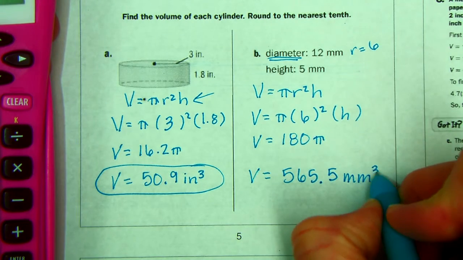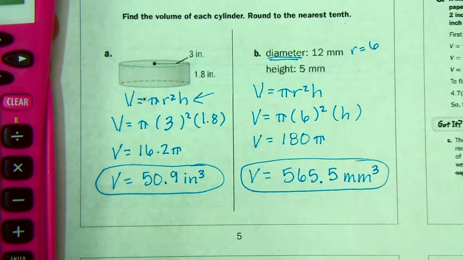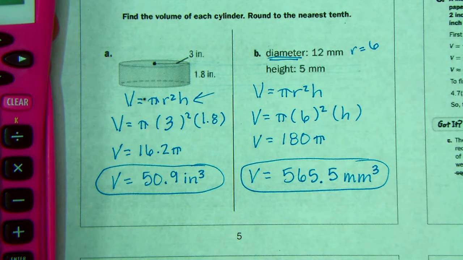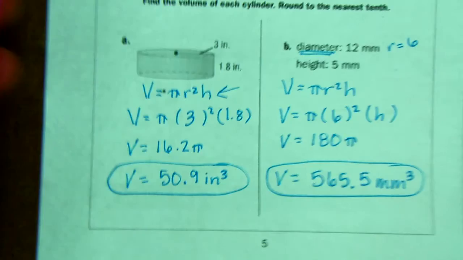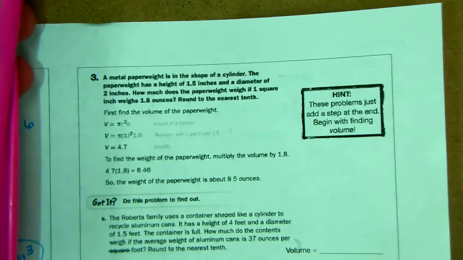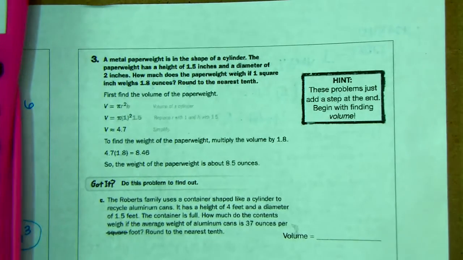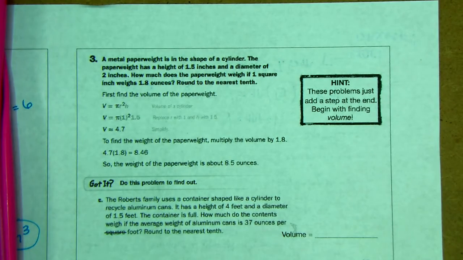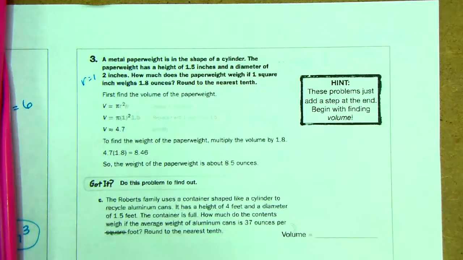So how do they make these harder in the word problems? Well, take a look. So in this word problem, it says a metal paperweight is in the shape of a cylinder. It gives you the height. It gives you the diameter. So once again, radius is 1, right? How much does the paperweight weigh if 1 square inch weighs 1.8 ounces?